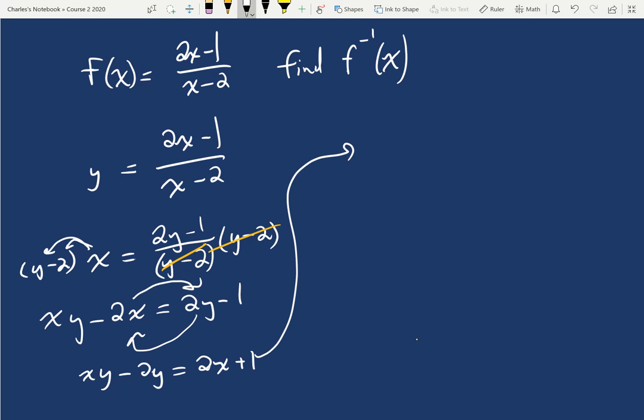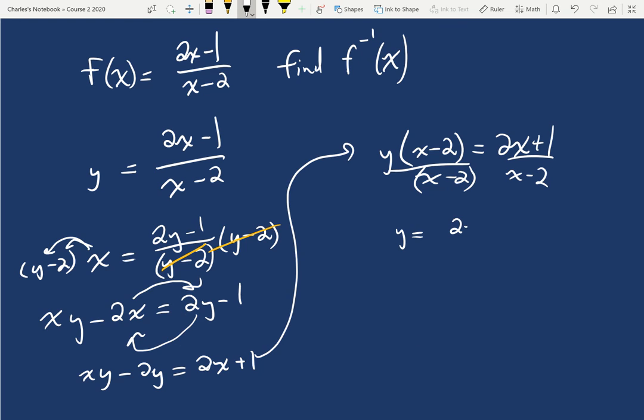And then the next thing I can do is I can factor out a y from both of those terms. So then I get y times x minus 2 is equal to 2x plus 1. And then I can divide both sides by x minus 2. And I get y is equal to 2x plus 1 divided by x minus 2. Or I could write f inverse of x is equal to 2x plus 1 divided by x minus 2.